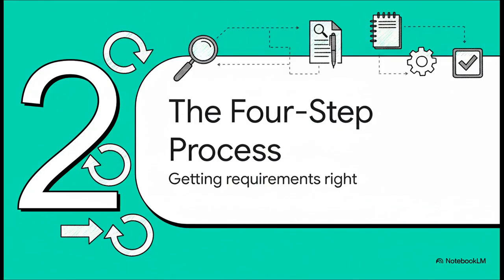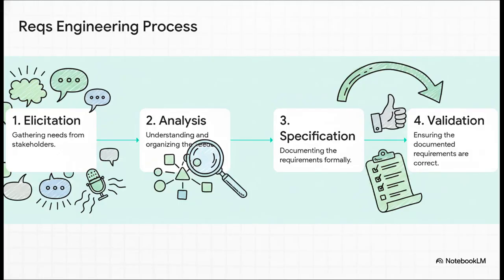Well, it's not about just writing a random list. It's a structured 4-step engineering process, and you'll find yourself repeating it in a cycle as you learn more and more about the project. So it all kicks off with elicitation, which is really just a fancy word for gathering up all the needs from everyone involved.